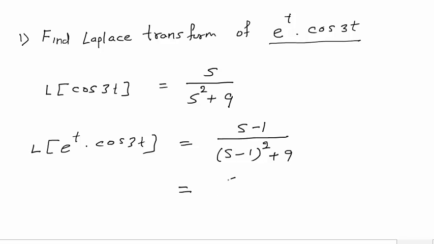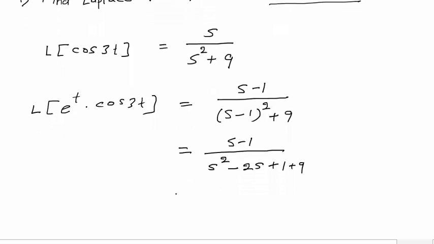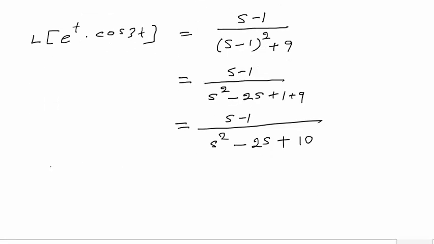So the result is s minus 1 upon s square minus 2s plus 1 plus 9, and the result we get is s minus 1 upon s square minus 2s plus 10. So this is the Laplace of e power t into cos 3t.